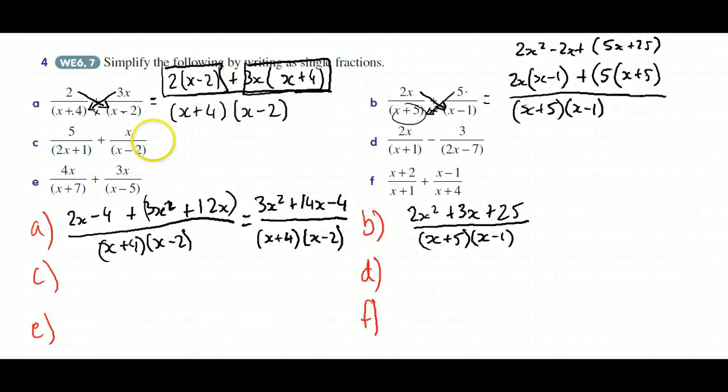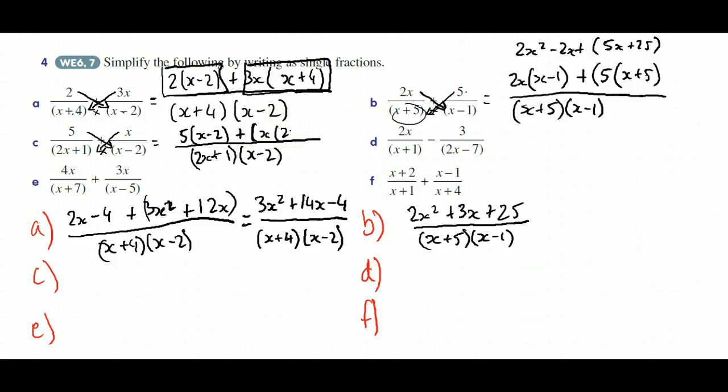Alright, and the next one, again multiplying the bottoms by each other, and then the top by the bottom of the other side. So that gives us 2x plus 1 in one bracket and x minus 2 in the other, and then on top we've got 5x minus 2 plus, we'll put this second part in brackets, x times 2x plus 1, and close the bracket there, which we forgot to do over here.